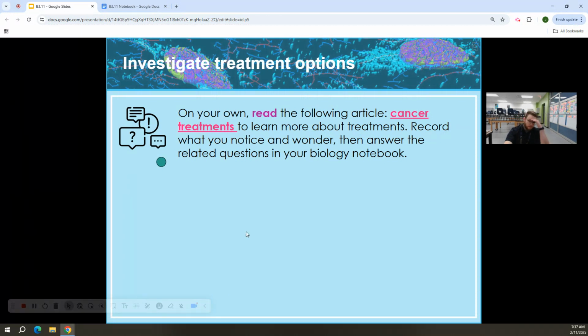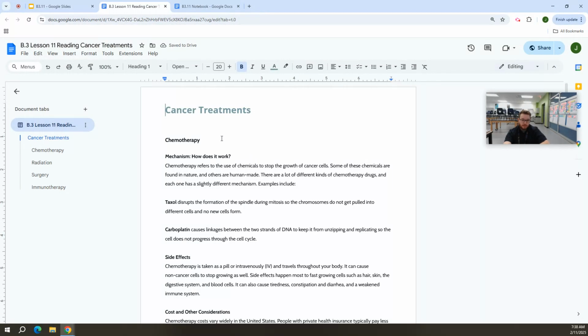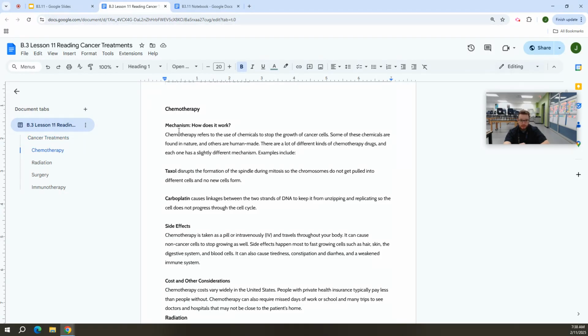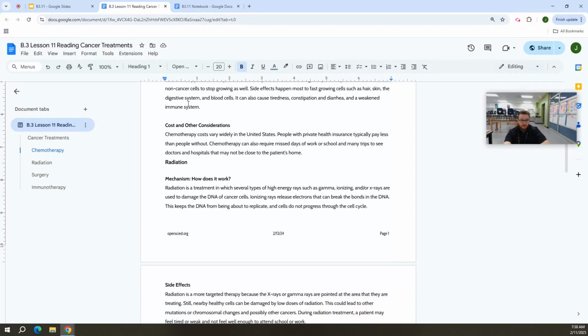Okay, so building on what we heard from Lauren and Lakita about their different treatment options, we're going to investigate some further. So if you click on this link on your slides, you're going to have a reading that's going to go through a couple of different cancer treatments. Some of them were brought up by Lauren and Lakita, some of them were not. We're going to start with chemotherapy. You can see it's going to discuss the mechanism or how it works, some different drugs or enzymes and what they do in our body, some common side effects, the cost, and other considerations of that.